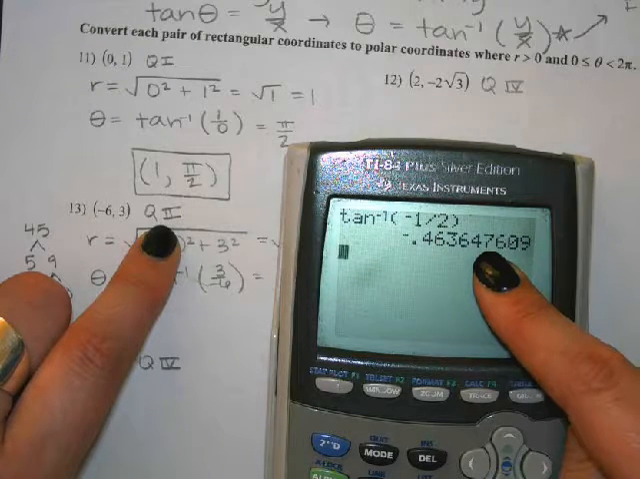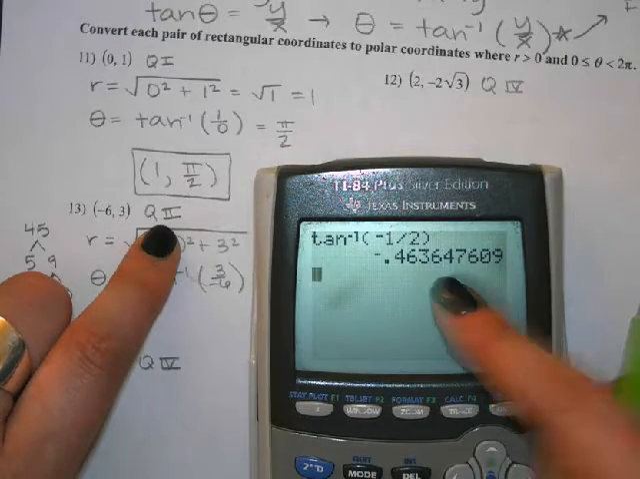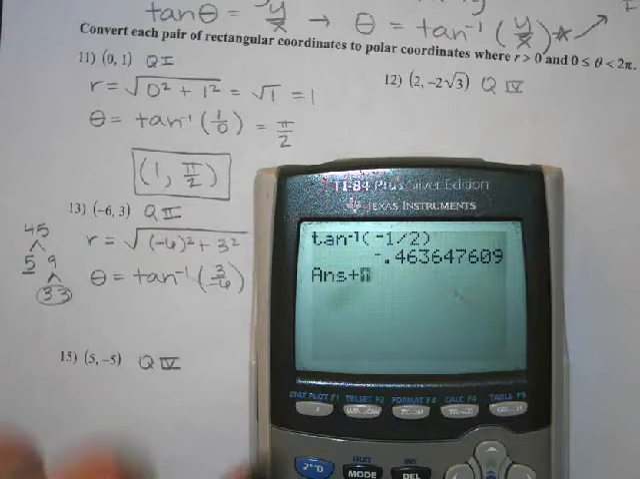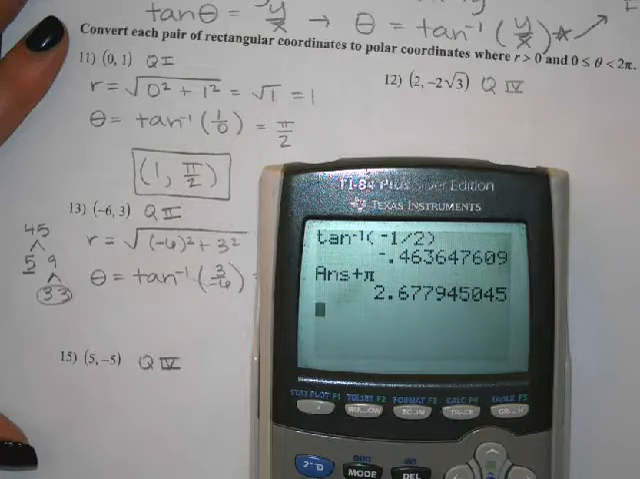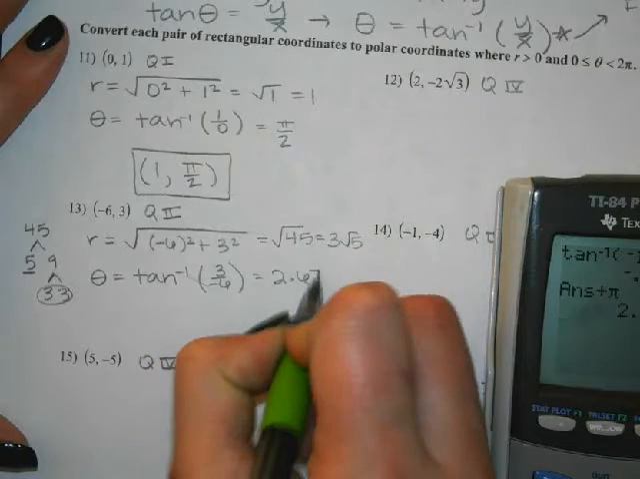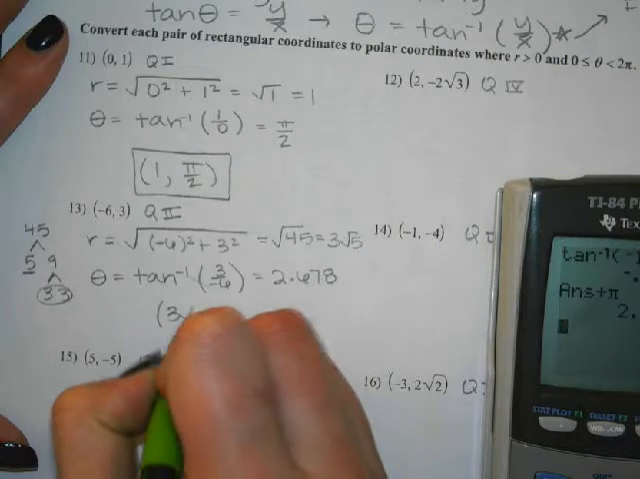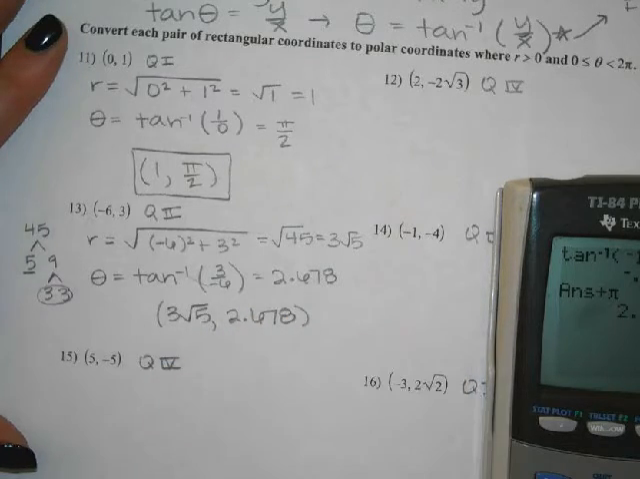So remember what I said. Tan inverse is either in quadrant 1 or quadrant 4. If we want this to be in quadrant 2, what do I need to add to this angle? I need to add pi because I'm in radians. I would add 180 if I was in degrees, but since I'm in radians, I add pi. 2.678. So 3 square root 5, comma 2.678. All right.